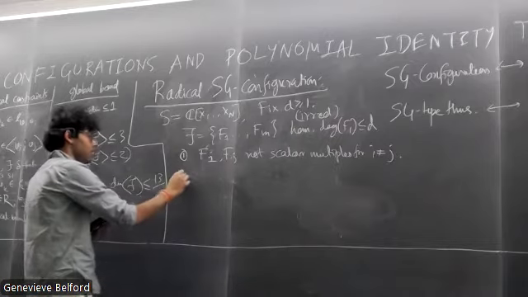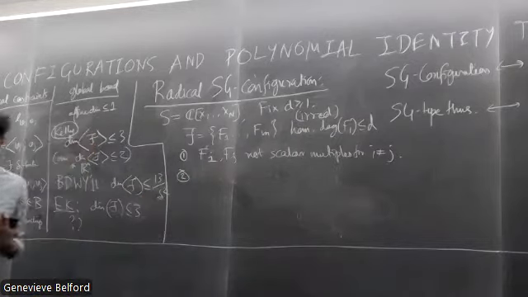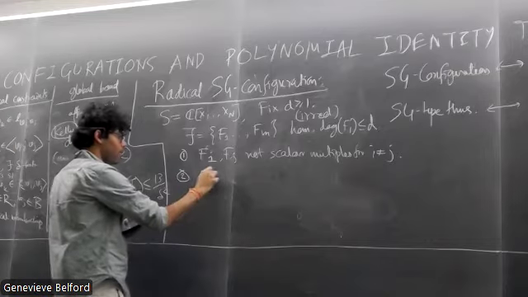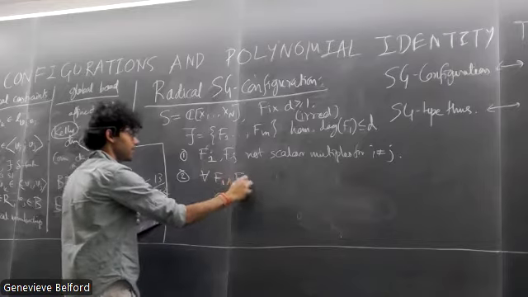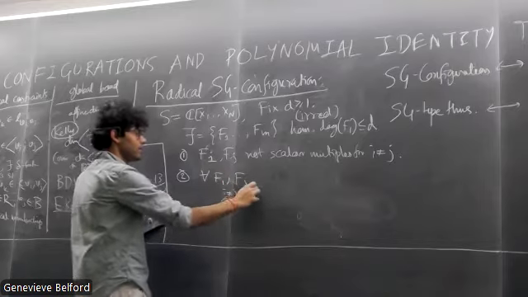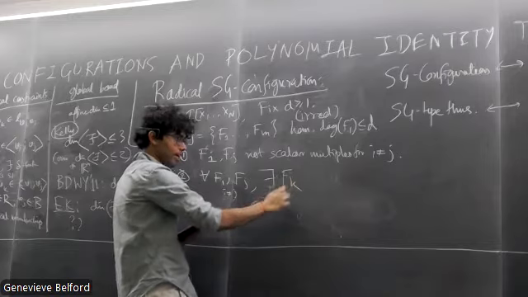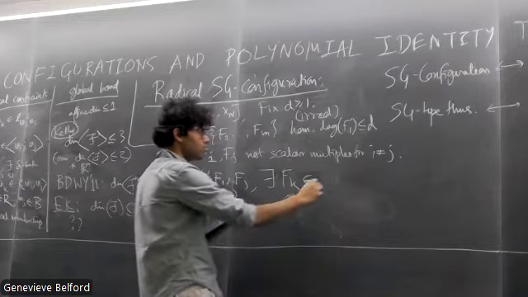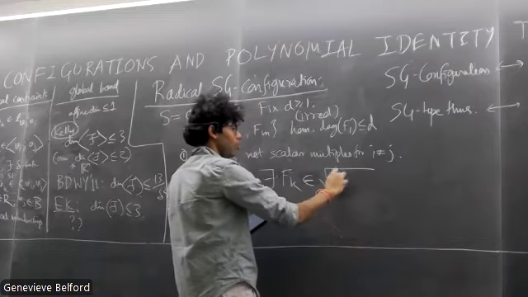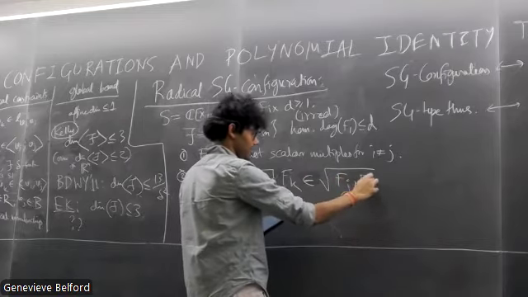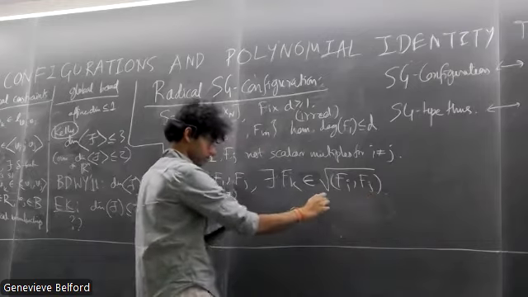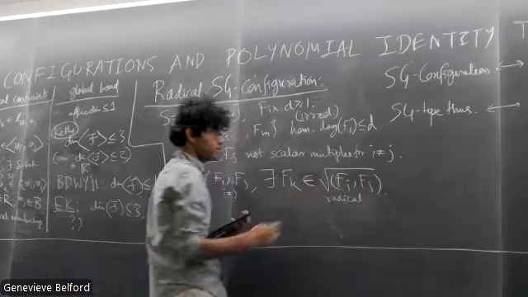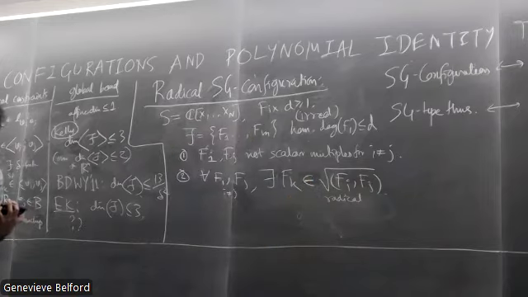zero sets. Okay, and the main condition, which is the local constraint, is this: for all fi, fj, i not equal to j, there exists a third one, fk, from my set, such that fk belongs to the radical of the ideal (fi, fj). I'm going to talk about what this means now. Yeah, so that's our local constraint.